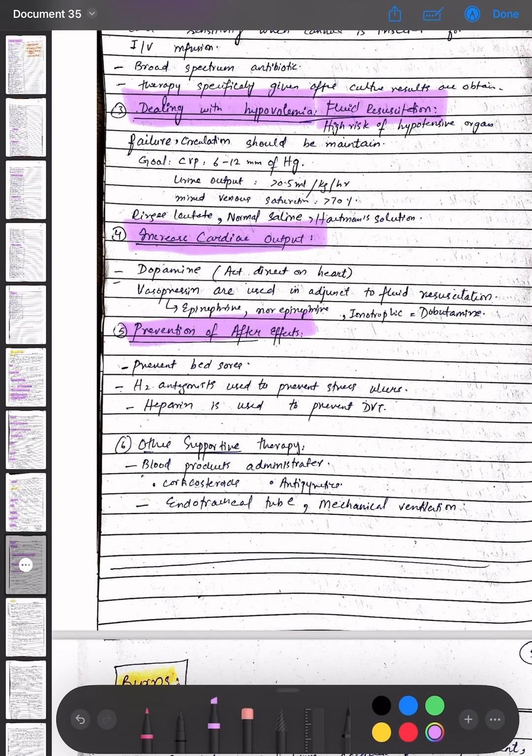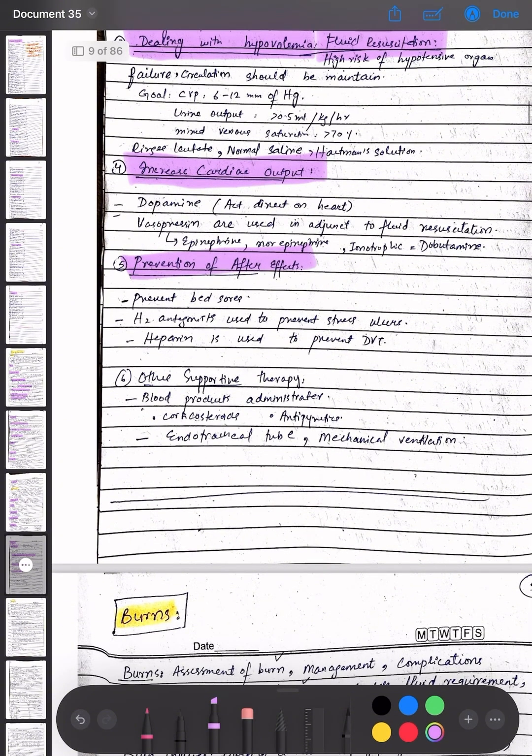Okay, what are the other supportive therapies? Blood product administration, corticosteroids, antipyretics, endotracheal tube, and mechanical ventilation. This is done for ventilatory support.